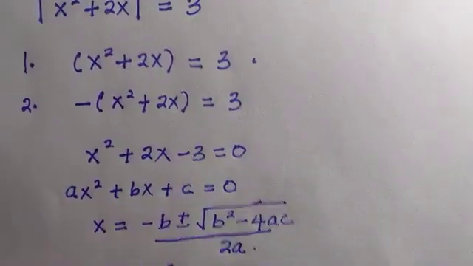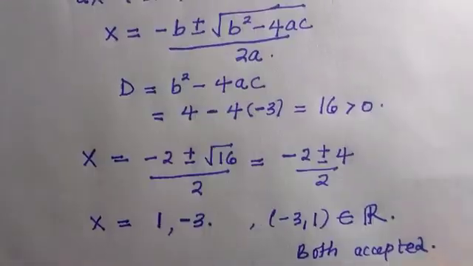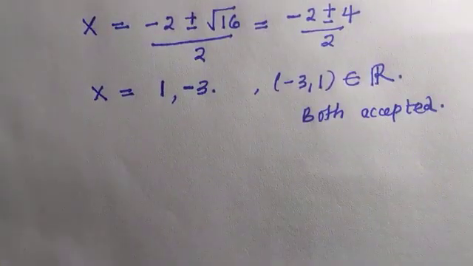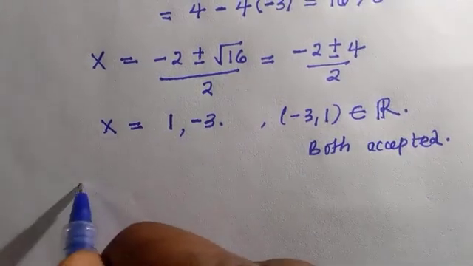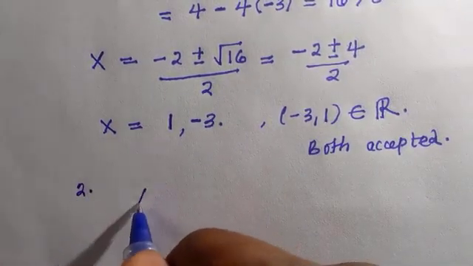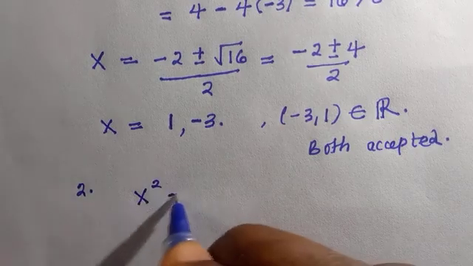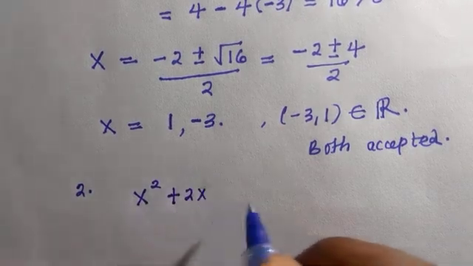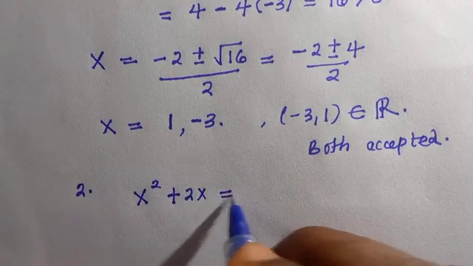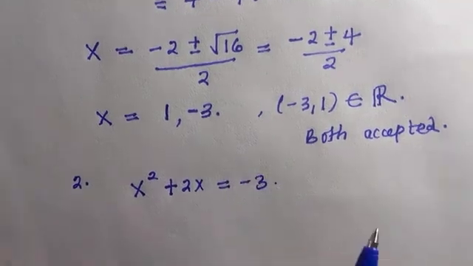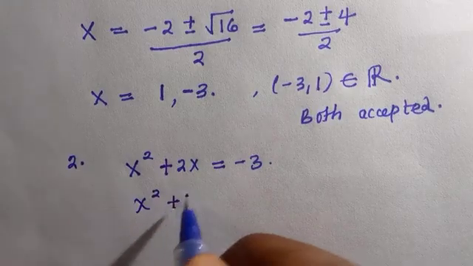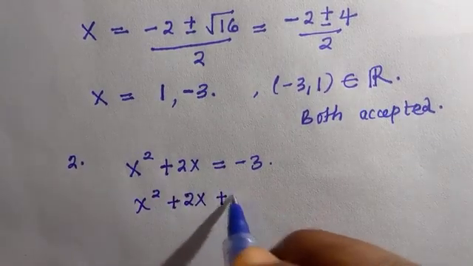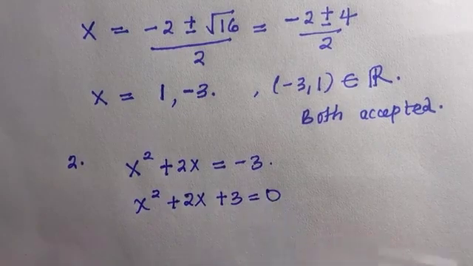Then we can now deal with the second one, which is the negative part of this. If you are given the second problem like that, I can just say this is x squared plus 2x, and this one is going to be plus 3 when we transfer it, so it becomes minus 3. So this is x squared plus 2x plus 3 equals 0.